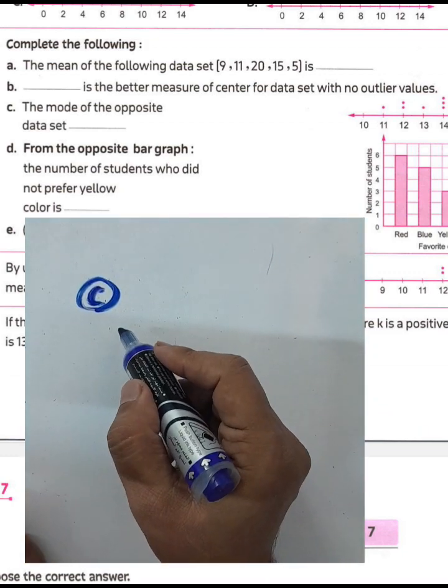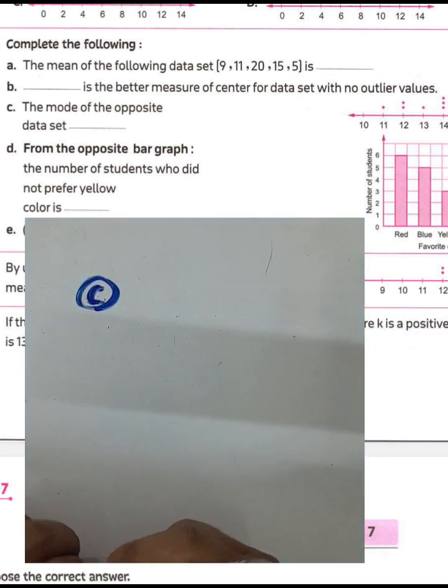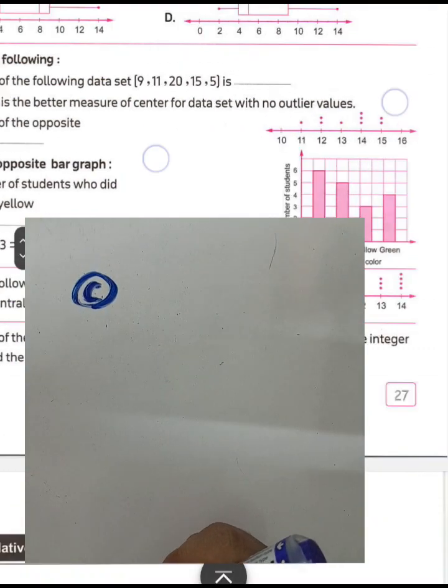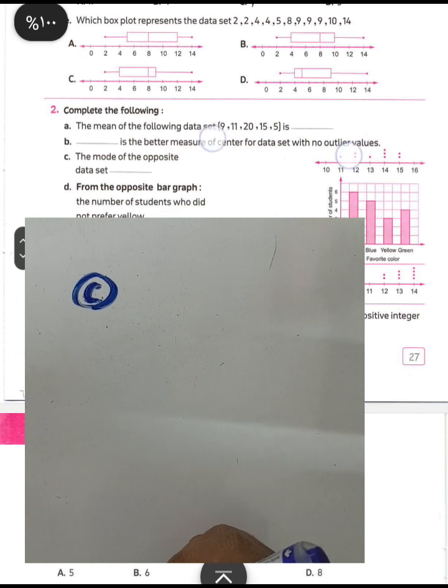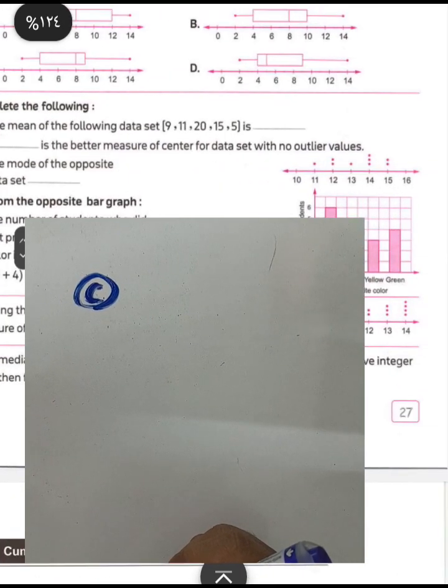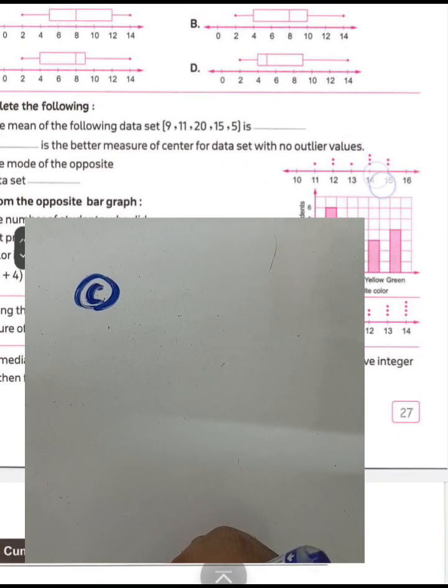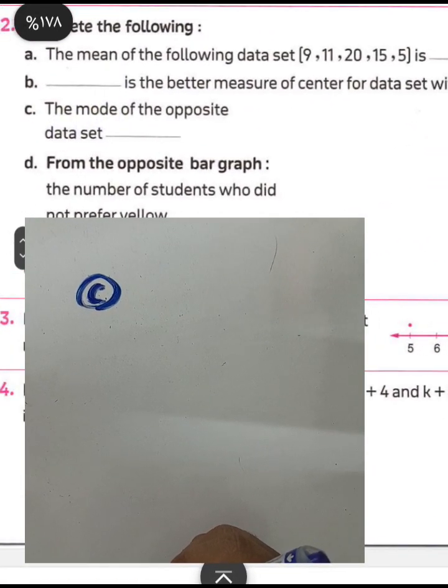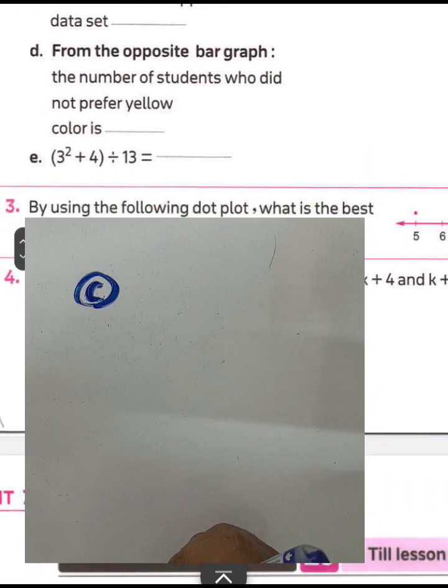The mode of the opposite data. We can find the mode from this data here. What is the digit that repeats the most? The most repeating was 14, with 3 dots. So the mode of the opposite data will be 14. Write 14 here.